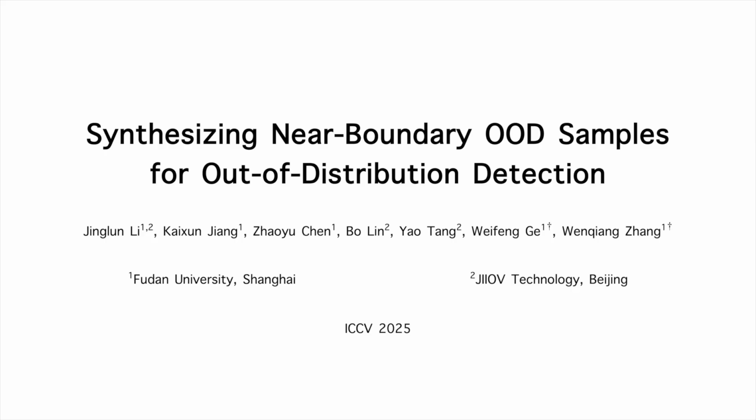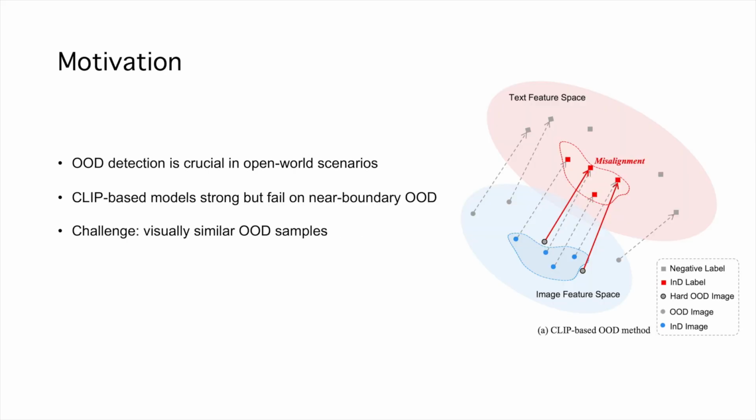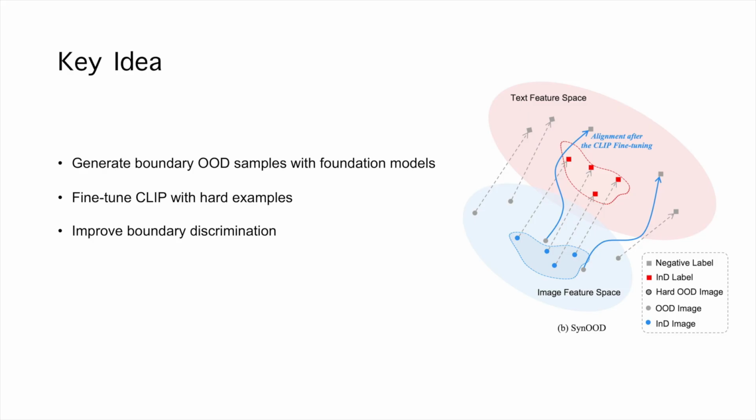Today, I'll present our work accepted at ICCV 2025, SynOOD: synthesizing near-boundary OOD samples for out-of-distribution detection. In real-world applications, deep models inevitably face out-of-distribution samples. Although CLIP-based vision language models are powerful, they often fail on challenging near-boundary OOD cases. These samples look very similar to in-distribution images and are easily misclassified. Our goal is to improve boundary-level discrimination in OOD detection.